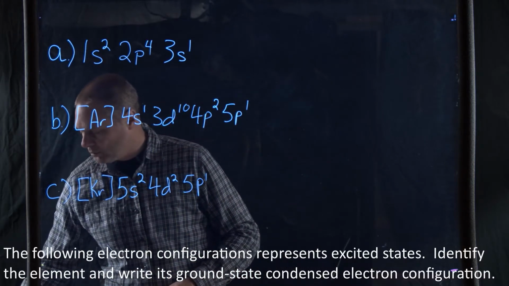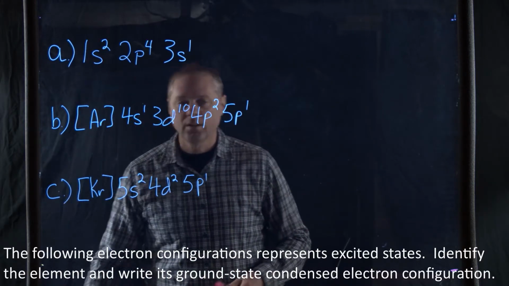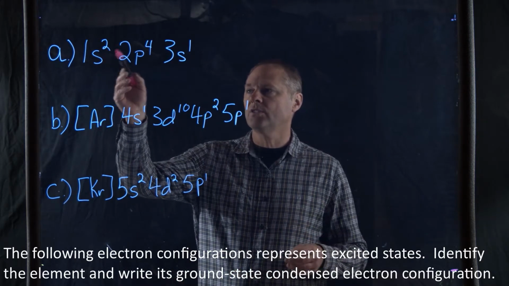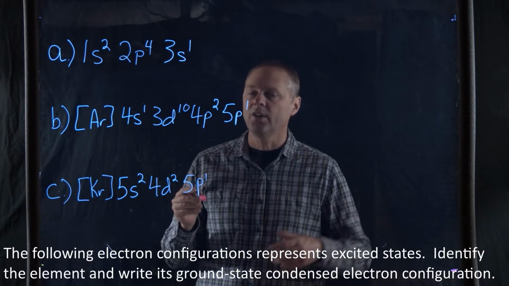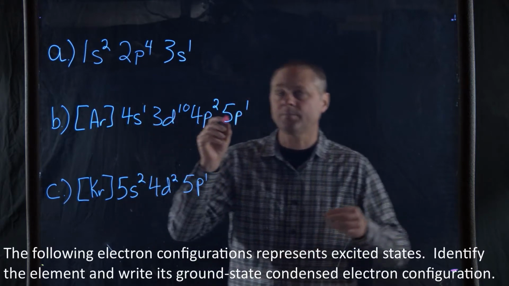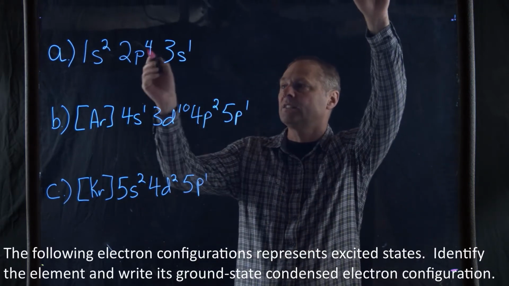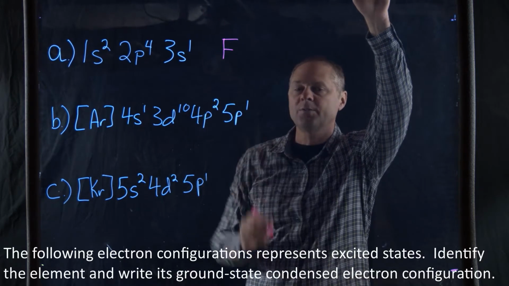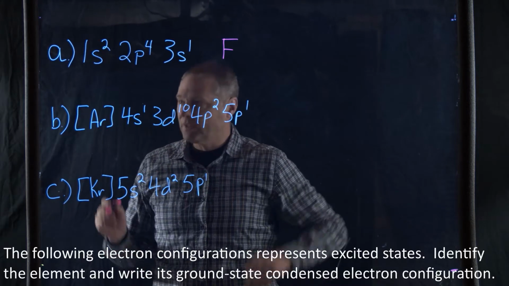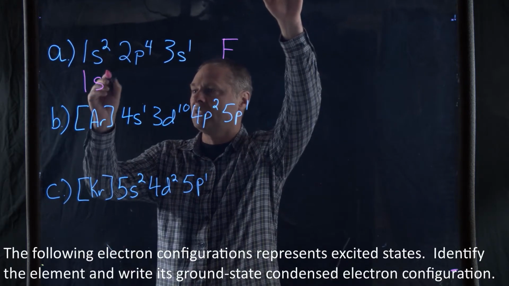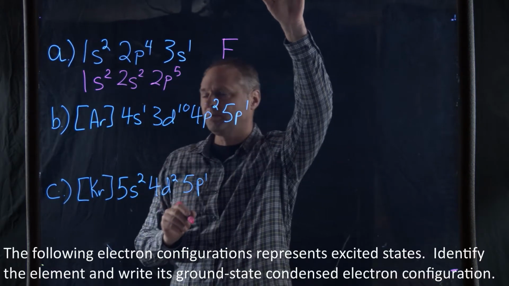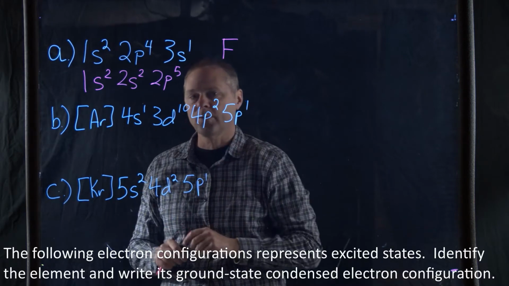We know that they're going to be neutral, so the number of protons is going to be equal to the number of electrons. Since there are 7 electrons here, there has to be 7 protons. Therefore, this tells us that this is the 7th element, and that's going to be fluorine. Now, if we write the ground state electron configuration, that's going to be 1s2, 2s2, 2p5. That's the ground state electron configuration for fluorine.